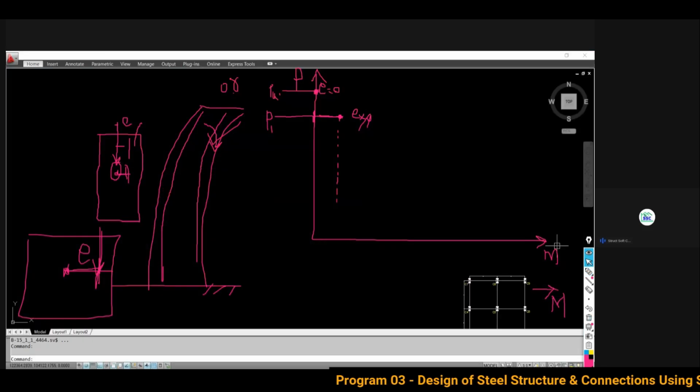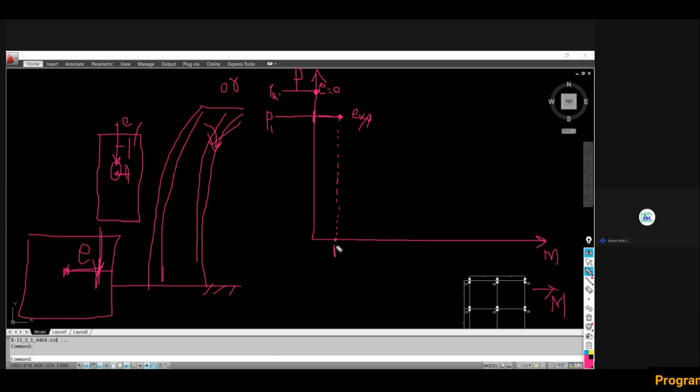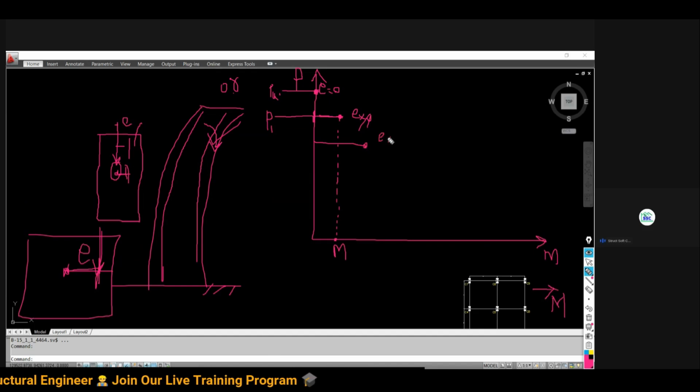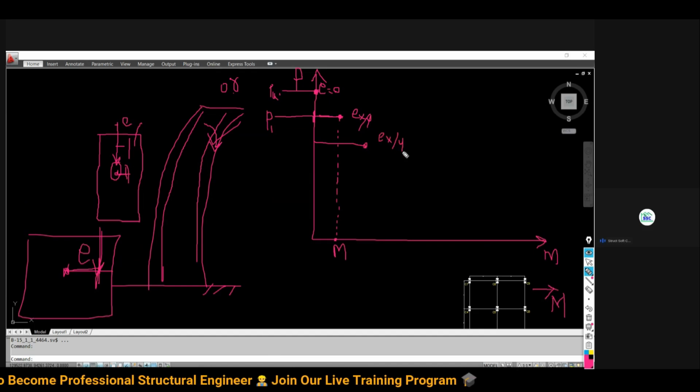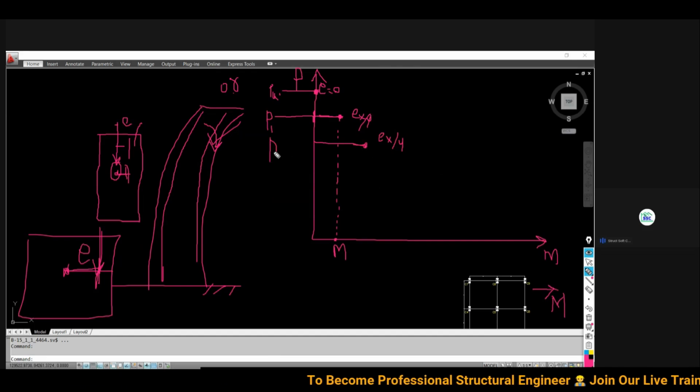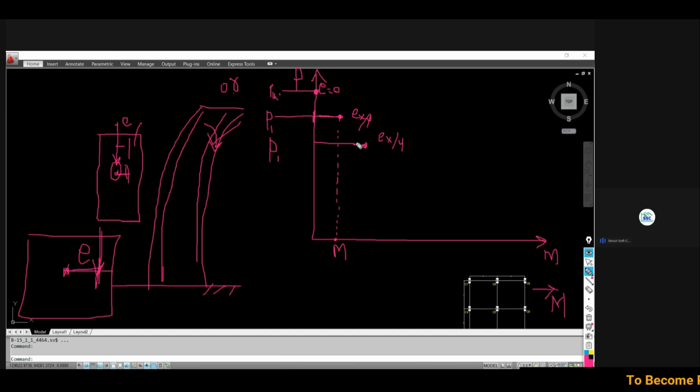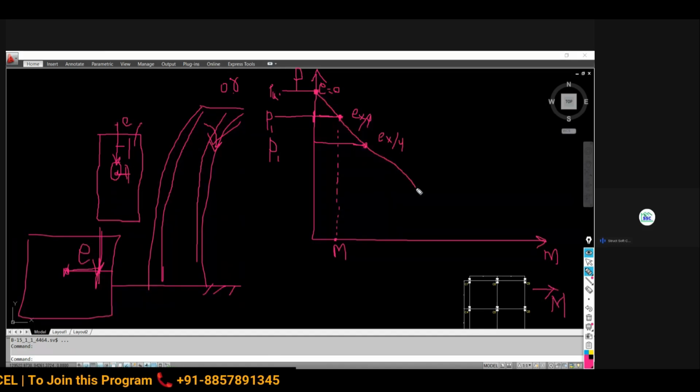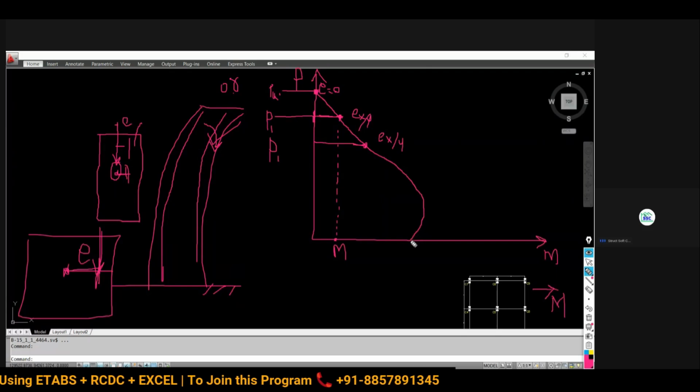When the moment acts over your column, some moment is going to act. Then further, if the eccentricity increases, suppose this is the next point, further eccentricity increases, either in x or y, that is not the point of discussion as of now. But as the eccentricity increases further, your actual load carrying capacity will be reduced, but the dominating factor becomes your moment. So the curve which connects all of these points is nothing but your moment interaction diagram.